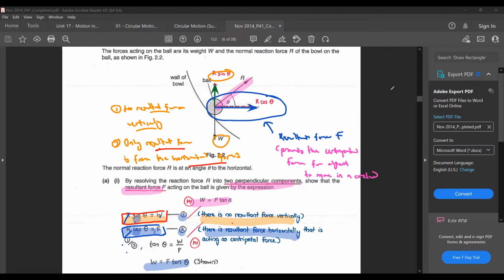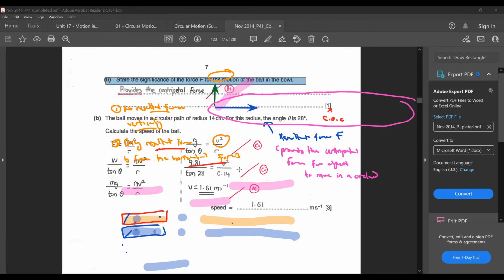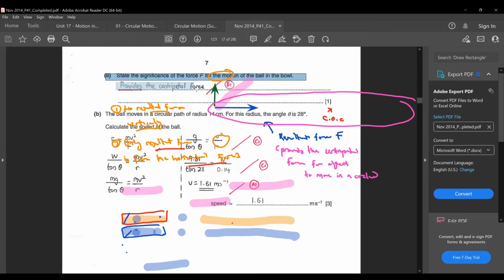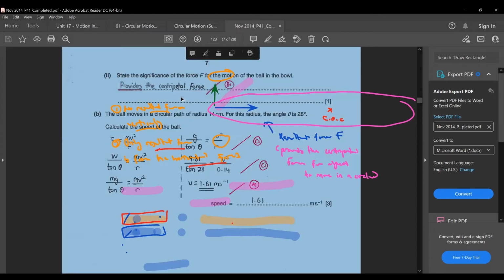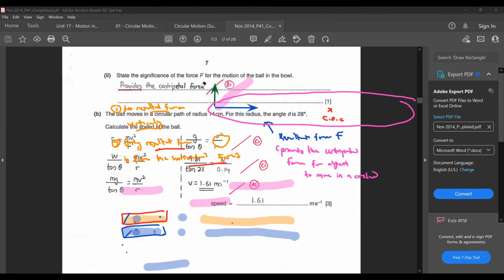It was moving in a horizontal circle like this. Your center of circle is somewhere here. This force, directed towards the center of the circle, is actually your centripetal force. It will be sufficient to say that it provides your centripetal force to allow your object to move in a circle. They just want one simple statement: it's providing your centripetal force.